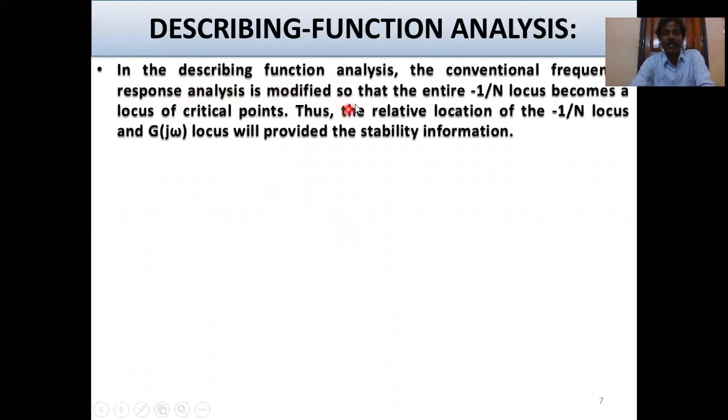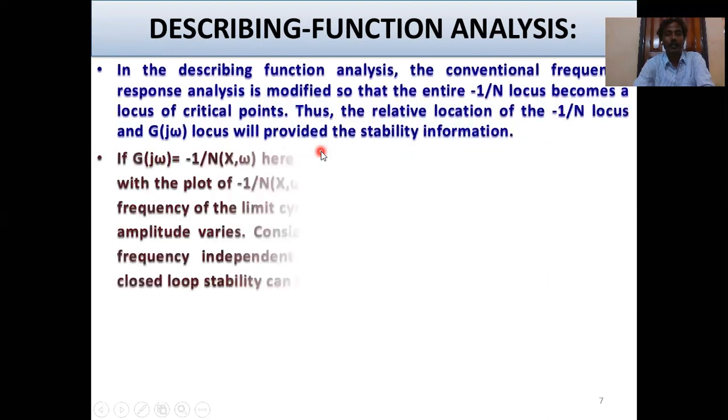In the describing function analysis, the conventional frequency response analysis is modified so that the entire minus 1 by N locus becomes a locus of critical points. Thus, the relative location of the minus 1 by N locus and the G of j omega locus will provide the stability information. So the minus 1 by N locus for the nonlinear system and the G of j omega locus give the stability information.